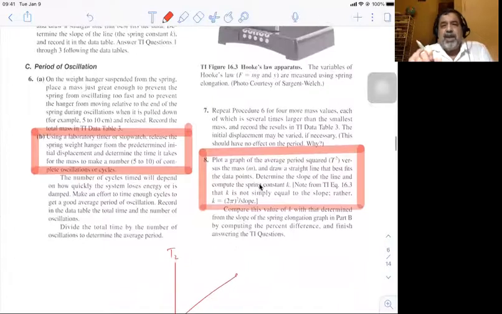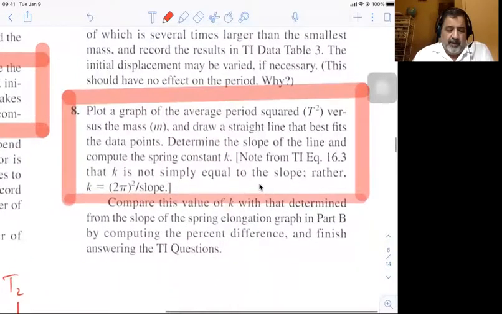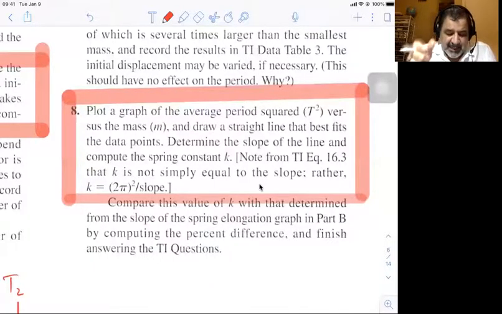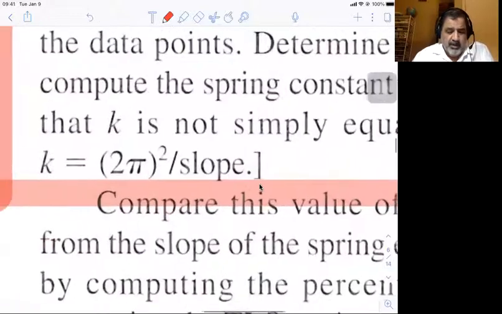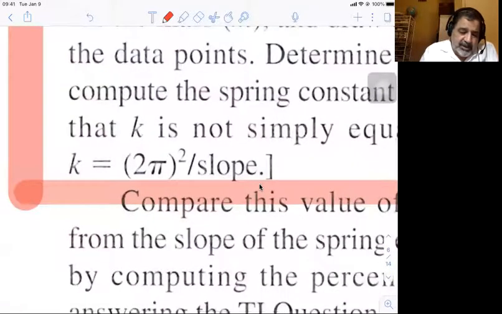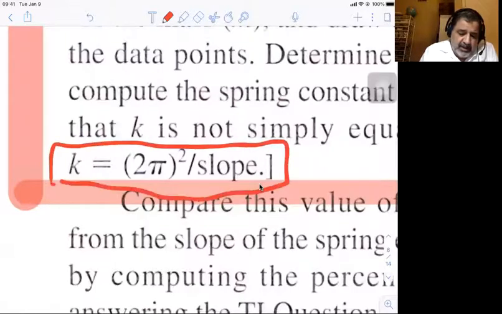So then you want to plot a graph of the average period squared. You're going to square the period versus the mass and draw a straight line that best fits the data points. Determine the slope of the line and compute the spring constant K. So you're going to be able to get the spring constant. Now notice here, I'm blowing it up real big because it's this part of the equation. This is what you're going to use.